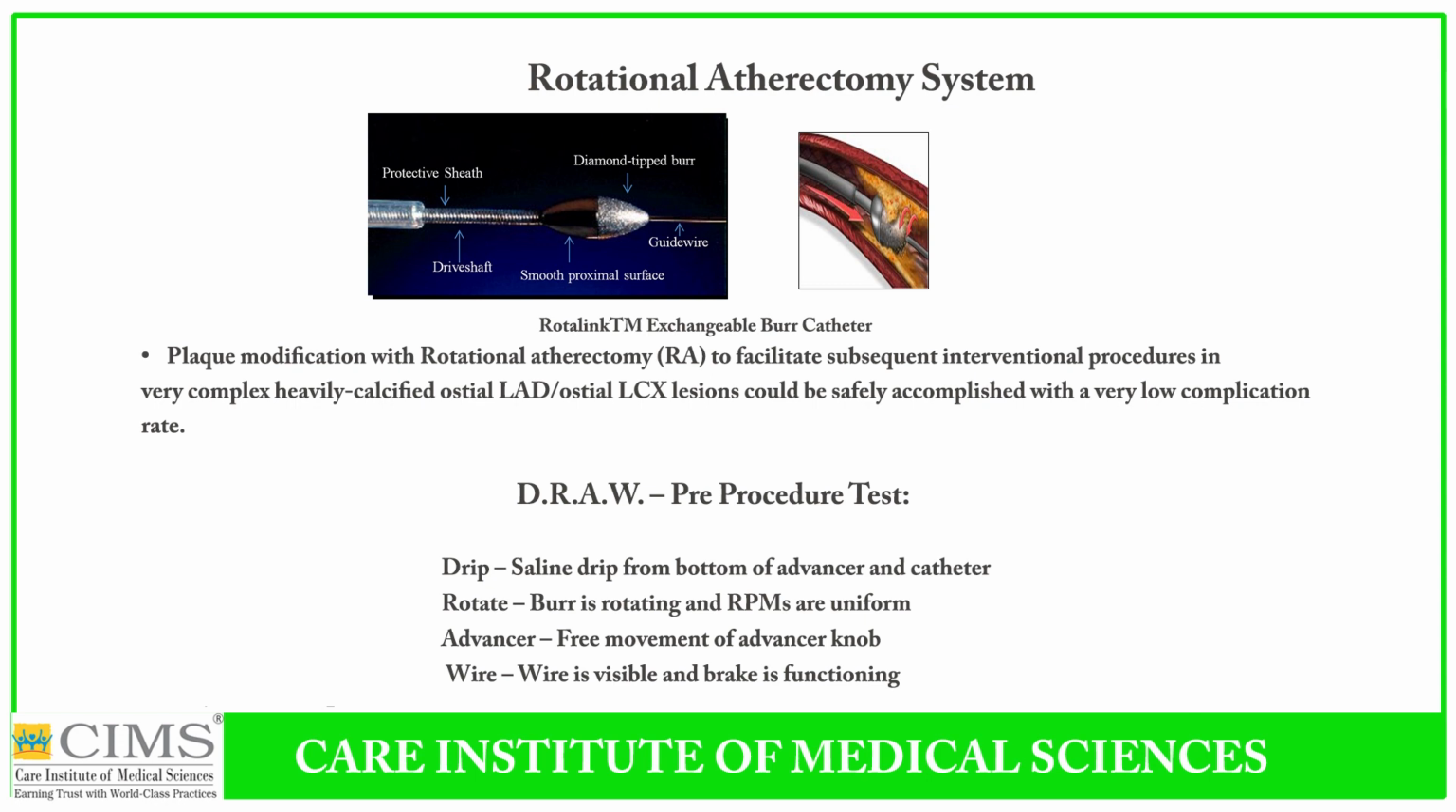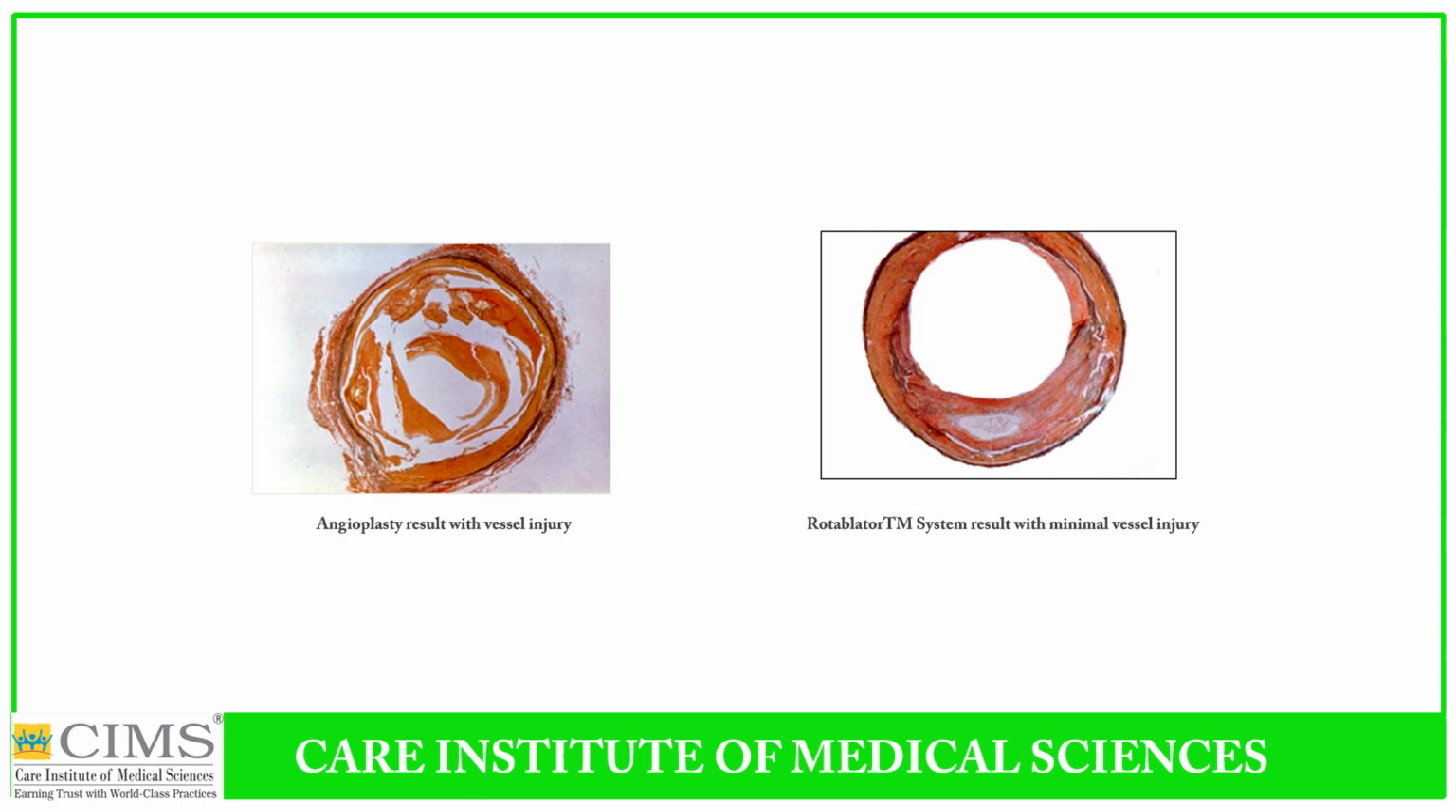Techniques of rotablation: you have to start a saline drip, you have to rotate the burr, advance with free movement, and make sure the wire is visible and the brake is functioning. This is an autopsy report in a patient showing how angioplasty results in significant vessel injury, whereas with rotablator or orbital atherectomy there is very minimal vessel injury with a smooth circumferential lumen.